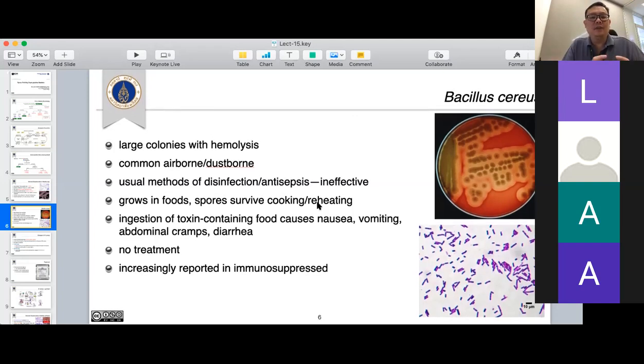Not only the spore, Bacillus cereus itself produces toxin, and the toxin mainly causes food poisoning. You might get nausea and vomiting, abdominal cramps, diarrhea. Okay. We have no specific treatment for Bacillus cereus, but if you get infected, a good way to deal with it is to drink mineral water.